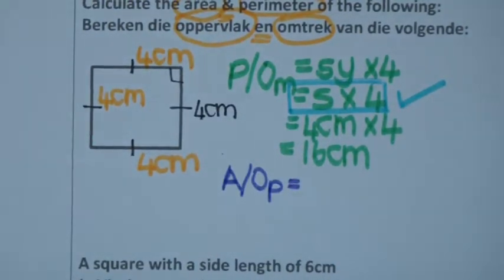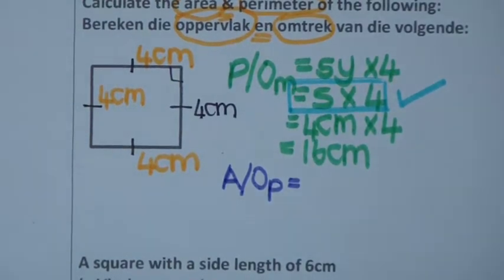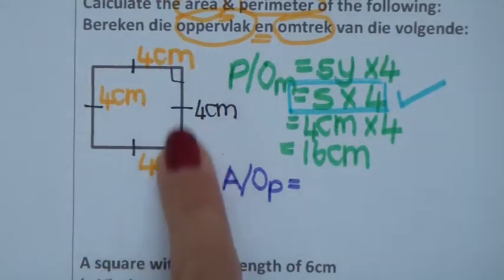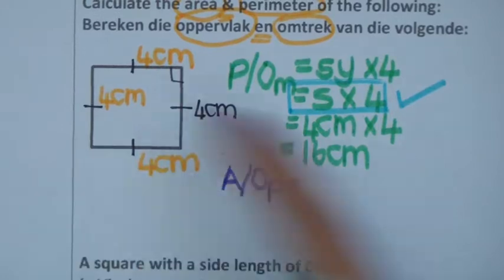Two things that are times. So we know we said we don't talk about length and breadth. With a square we talk about side. So it is side times side.